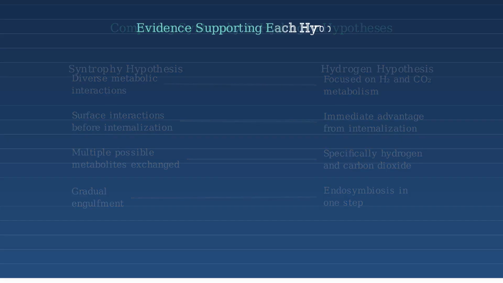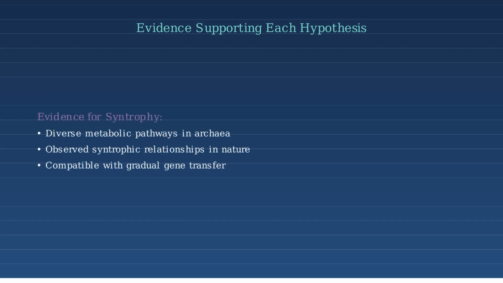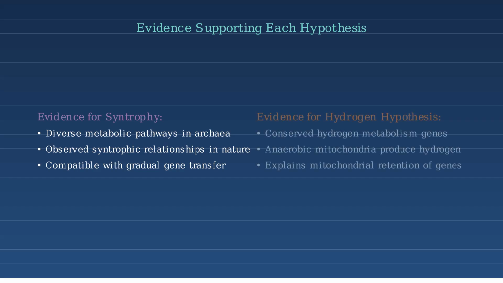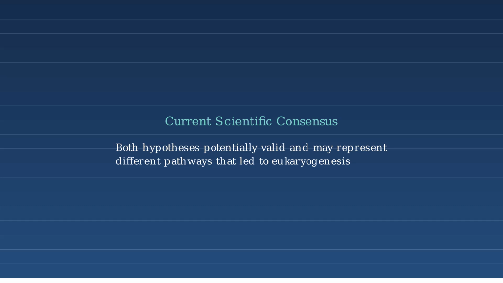Both hypotheses are supported by different lines of evidence. The syntrophy hypothesis is supported by the diversity of metabolic pathways in archaea and observed syntrophic relationships in nature. Meanwhile, the hydrogen hypothesis is supported by conserved hydrogen metabolism genes, the ability of anaerobic mitochondria to produce hydrogen, and it explains the retention of certain genes in mitochondria. Current scientific thinking suggests that both hypotheses may be valid and could represent different evolutionary pathways that led to the development of eukaryotic cells.